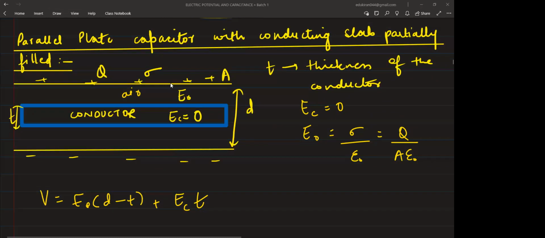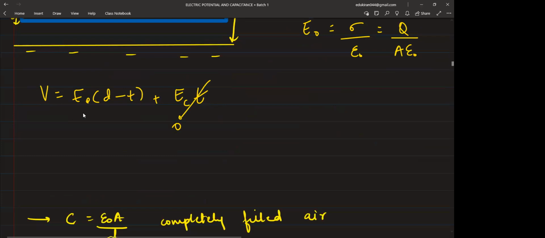See, parallel plate capacitor, if instead of this dielectric slab, it is filled with a conductor, what will be the difference? The difference is that the electric field inside the conductor is zero. So in our derivation, we'll get this term as zero. Only we'll be having the electric field, which is Q by A epsilon naught, right? Sigma by epsilon naught is the electric field, times D minus T. That's it. This is the only formula that we have.